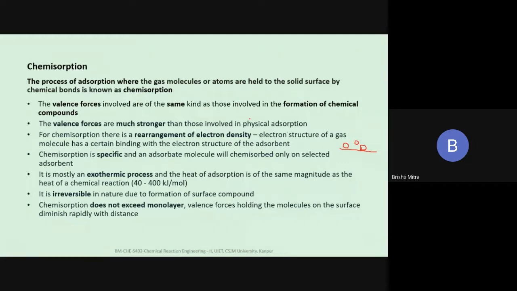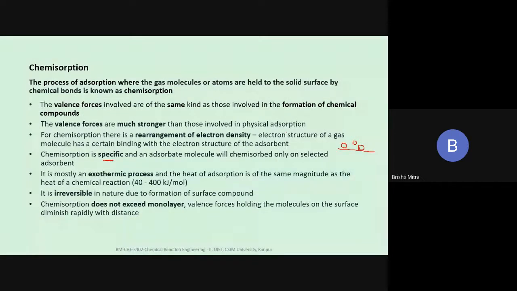Now, chemisorption is specific, and an adsorbed molecule will get chemisorbed only on selected adsorbents. So what does that mean? That means you cannot adsorb any gas on any surface. This is specific. That means hydrogen gas can be adsorbed only on active sites such as a metal like platinum. You cannot have any gas. Oxygen will not get adsorbed on this, or carbon dioxide will not get adsorbed on it. So specific gases will get adsorbed at specific solid sites. And that is why the word that is used is that chemisorption is specific.